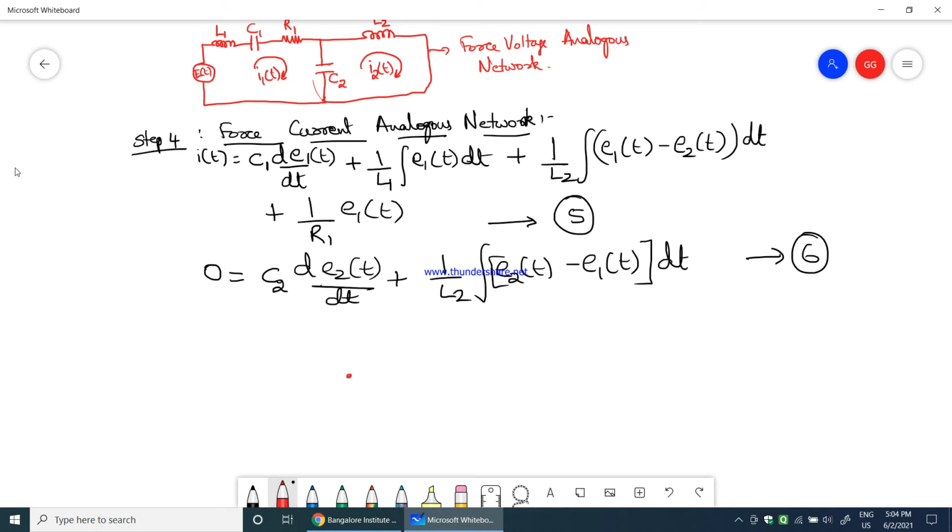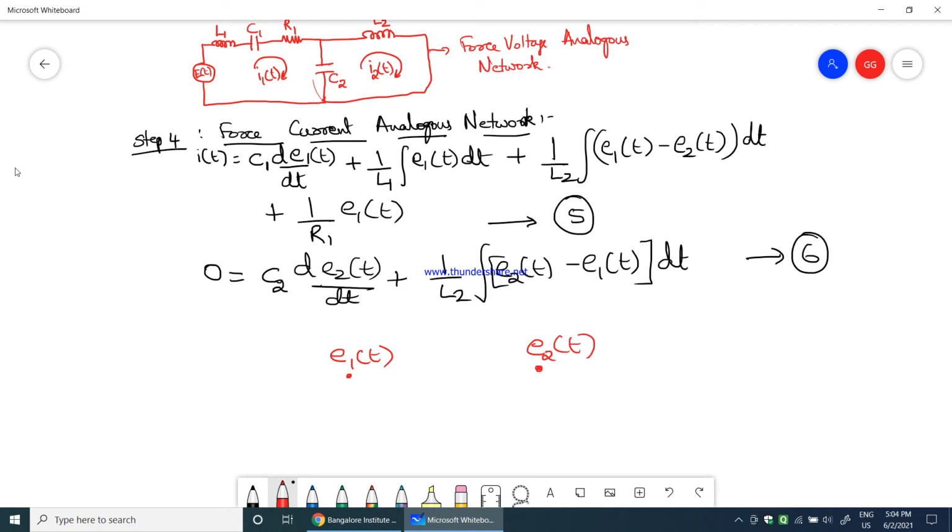So the number of voltages will behave as a node here. There the number of currents behaves as a mesh current, whereas in the force current analogous network the number of voltages in the equation on the right hand side will behave as a node. How many voltages do we have? We have E1 of t, E2 of t. Therefore this is E1 of t, this is E2 of t.